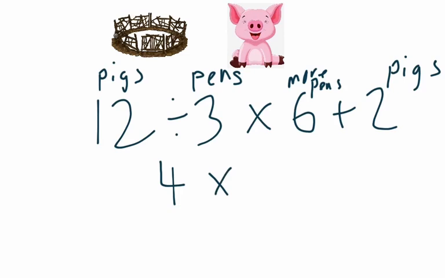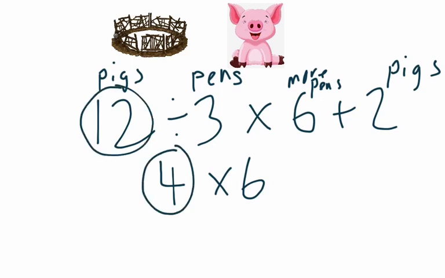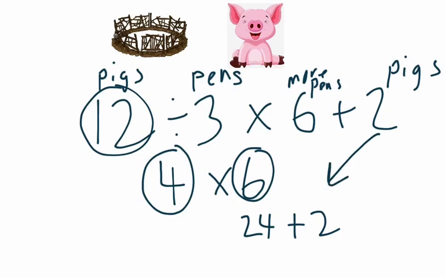Then I get 6 more pens. So how many pigs can I put in there? I already have 12 pigs, which is 4 to each pen. And if I get 6 more pens, that means I'm going to have 24 pigs. But then someone gives me 2 more pigs. So that means that I have a total of 26 pigs for those 6 pens.